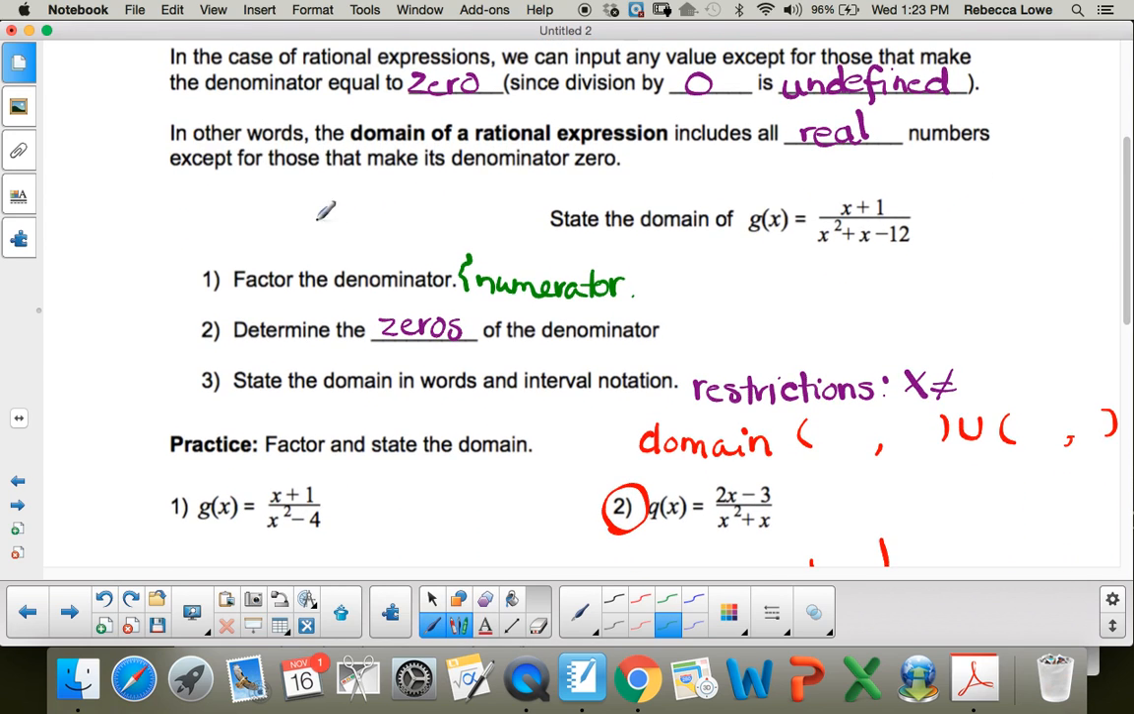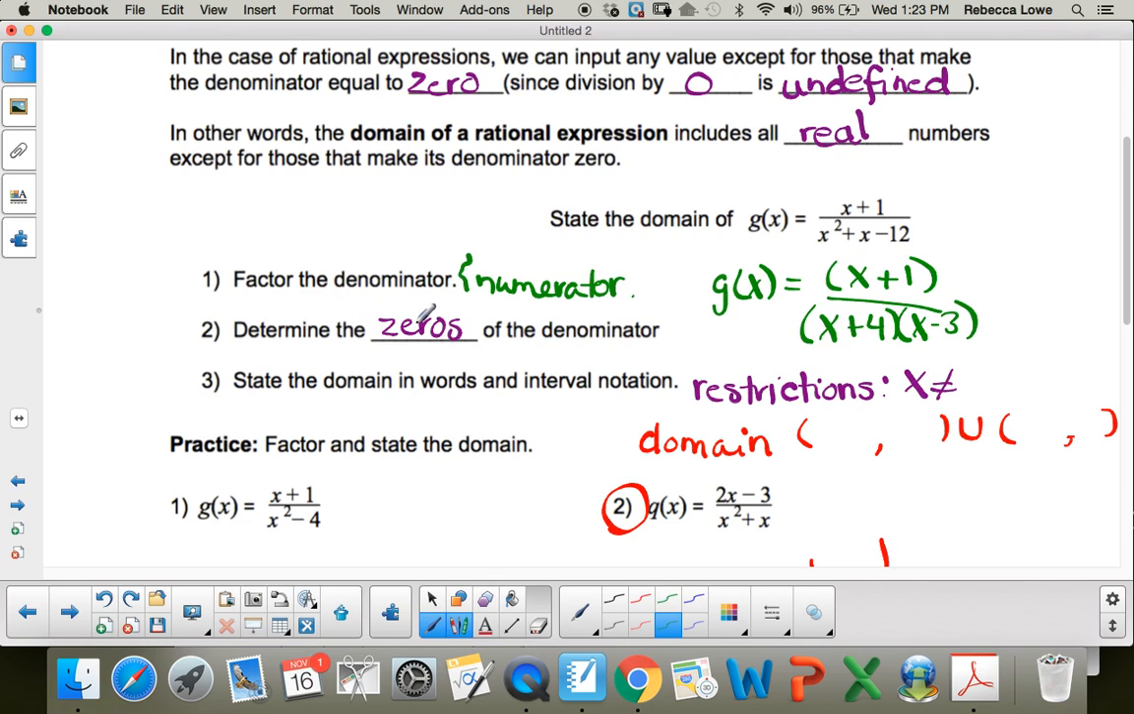So we are going to figure out the restrictions to the function, and we're going to write the domain. So first thing you want to do is factor the numerator and the denominator, and you want to put those factors in parentheses. So the numerator is already factored to x plus 1, and the denominator factors to x plus 4, x minus 3. See how important it is that we be able to factor quickly and efficiently.